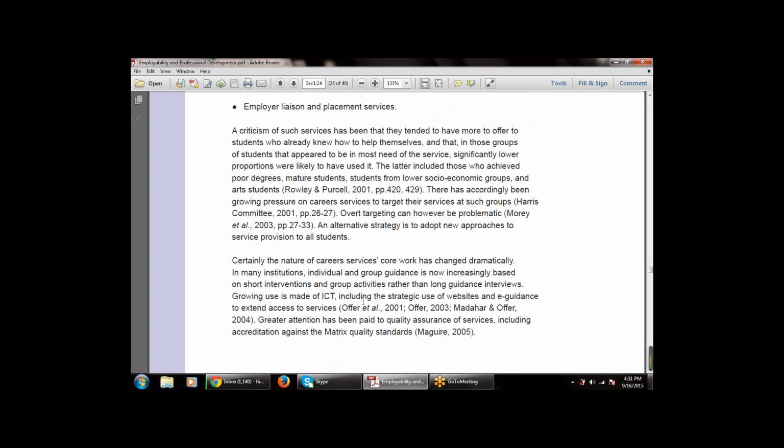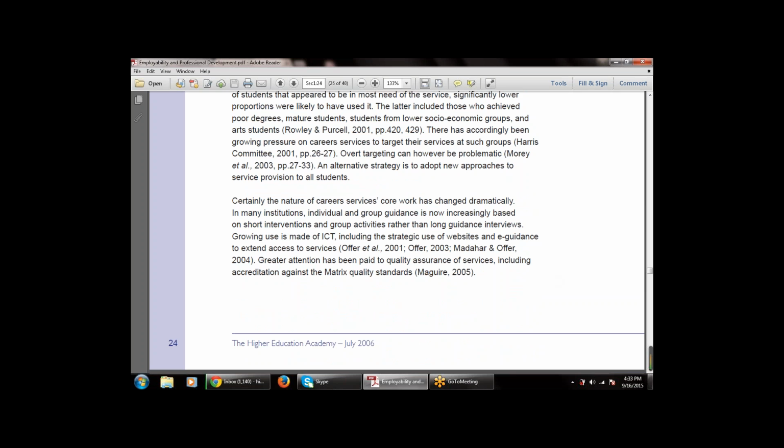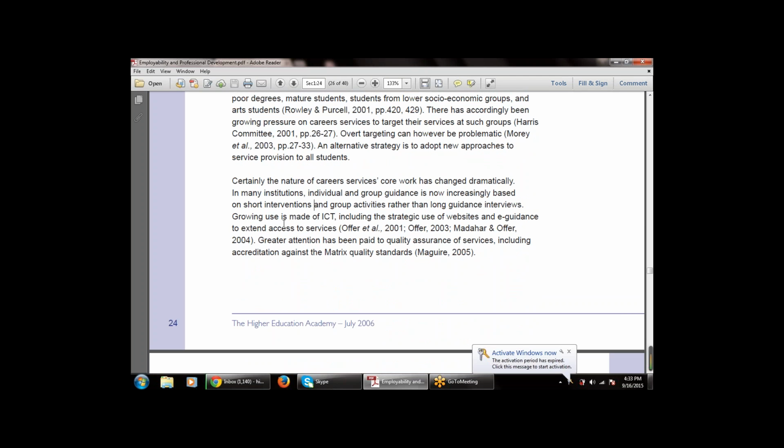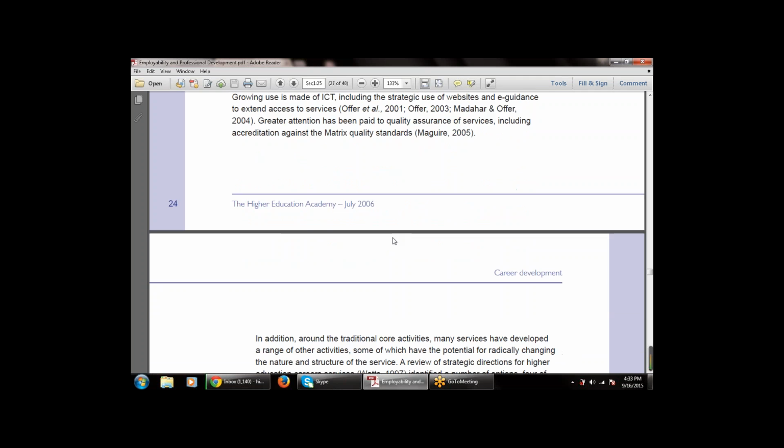And there will be a nature of the service that is also available. Certainly, it will be available in the career services core work. There are various career services that have also changed dramatically. What is the nature of the career services available, and the nature of the guidance: group guidance, individual guidance, short interventions and group activities rather than long guidance interviews.